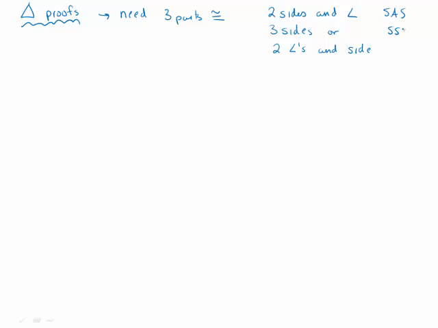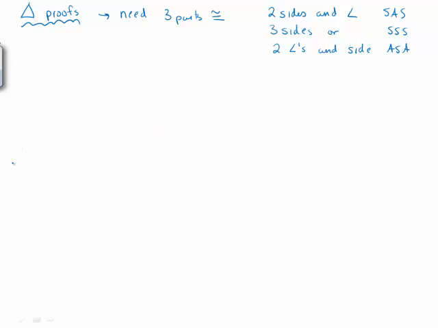Things that we're going to need. We need 3 parts, okay, out of the 6. Every triangle has 6 parts, 3 sides, 3 angles. We need 3 to be congruent. Okay, right now we need 2 sides and an angle, 3 sides, or 2 angles and a side. Okay, and this would give me side, angle, side, side, side, side, and angle, side, angle.